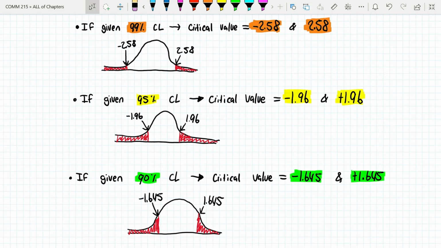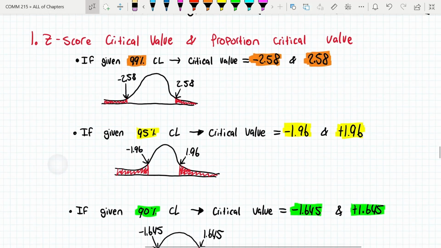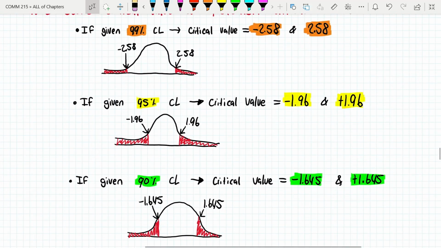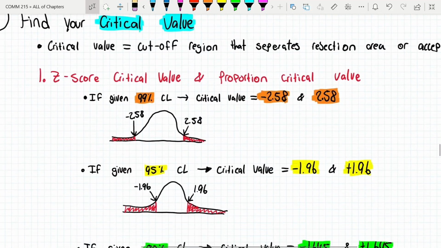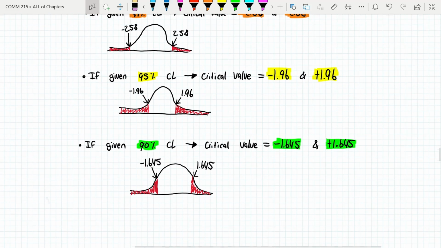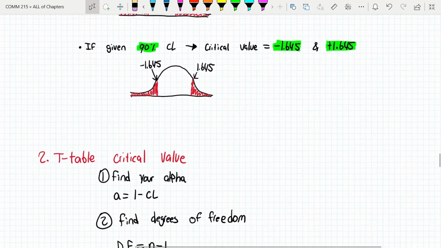Alright, so if you're given a 90% confidence level, your critical value is negative 1.645 and then 1.645. As you can see, with all the critical values, let's say for 99%, it's the same number, both negative, but the reverse would just be positive since it's a normal distribution and everything is symmetrical. So that's your critical values for your z-score, and it's also the critical value of your proportion method as well, since they both use the same z-score table.